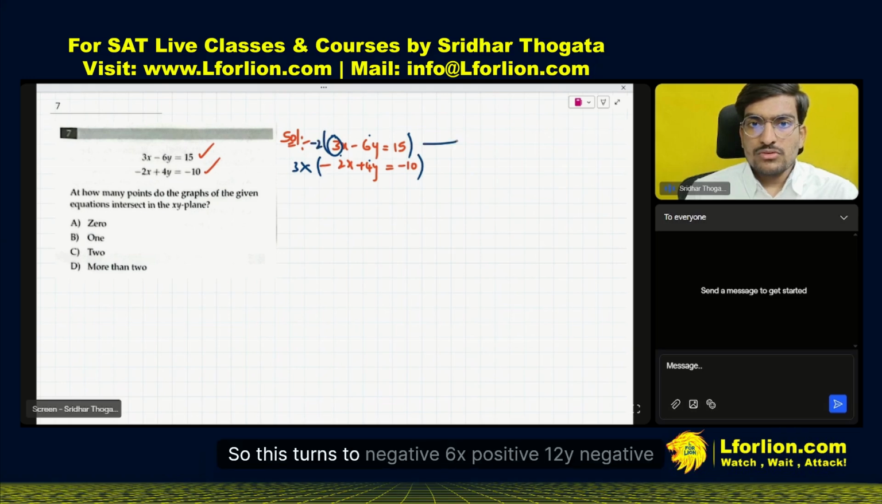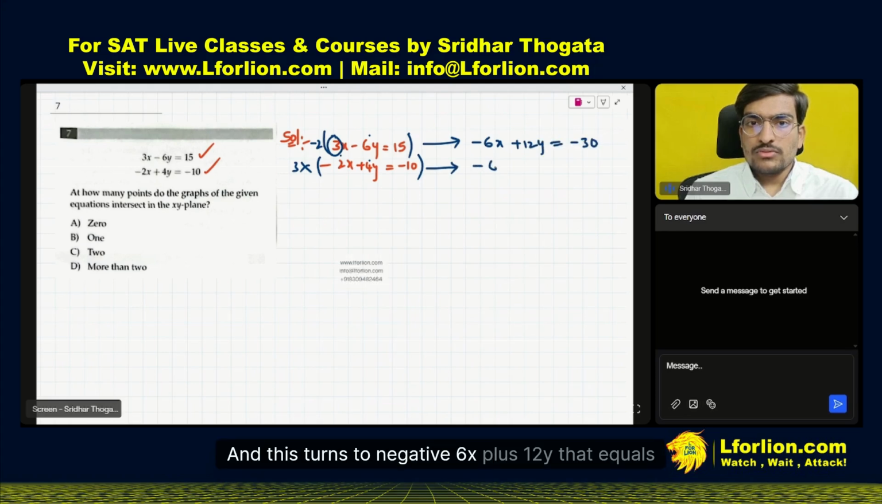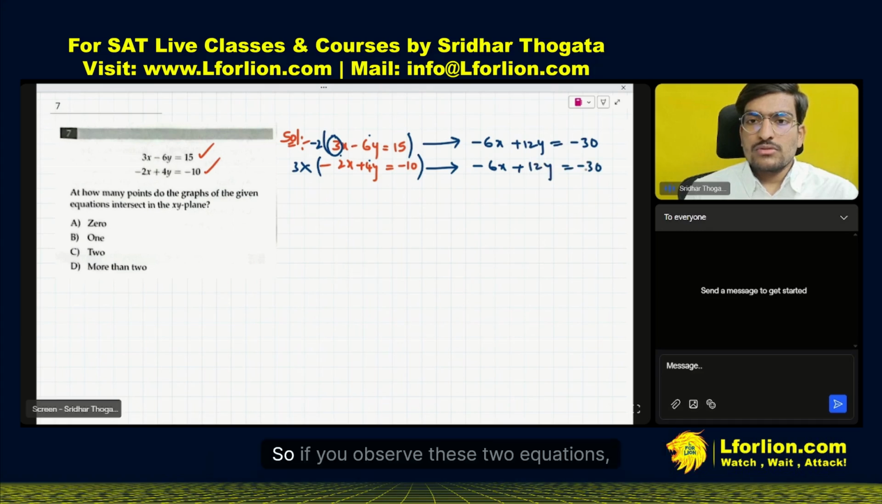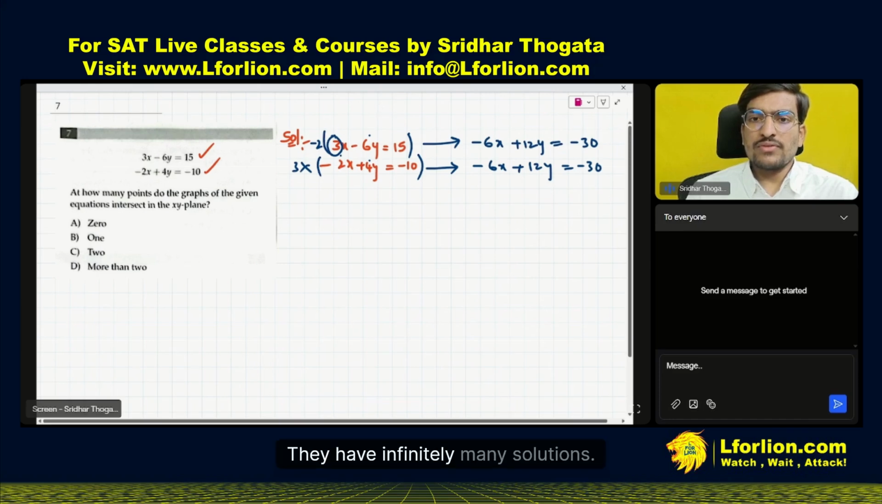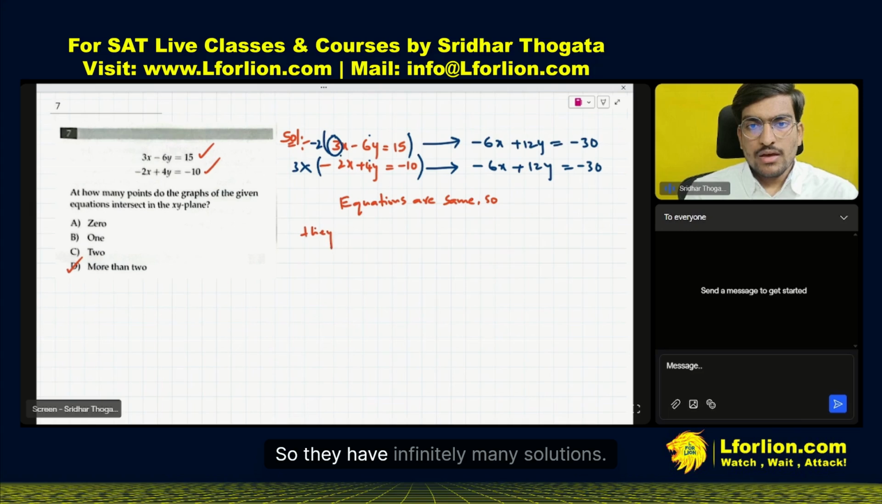So this turns to negative 6x, positive 12y, negative 30. And this turns to negative 6x plus 12y equals negative 30. If you observe these two equations, they are exactly the same. There is no difference in any x, y terms or constant. So what does that mean? They have infinitely many solutions. So the option is more than 2. The equations are the same, so they have infinitely many solutions.